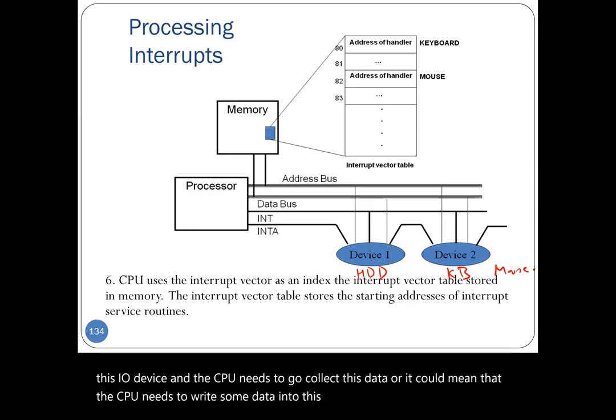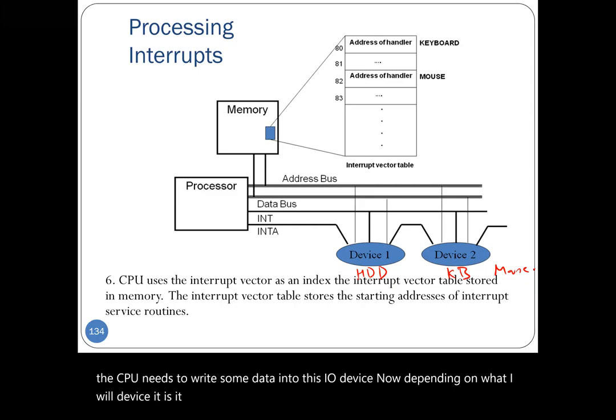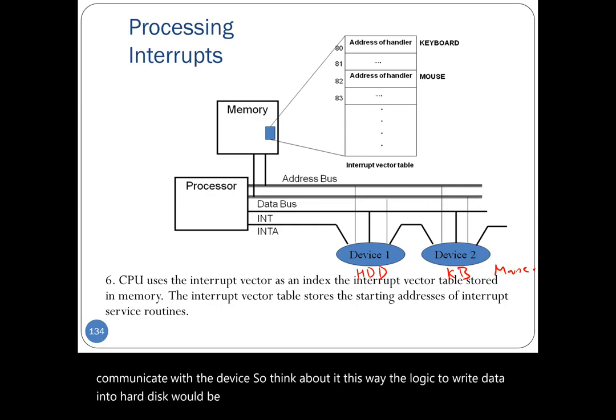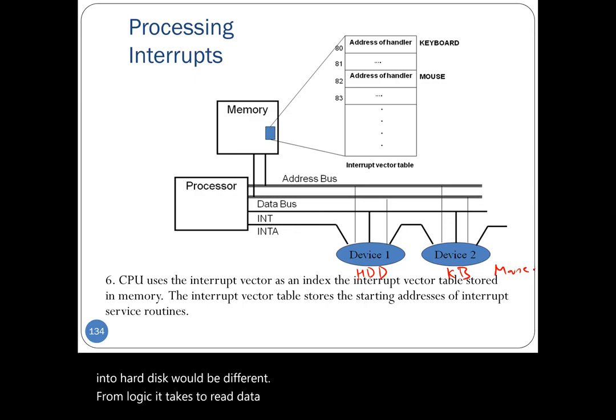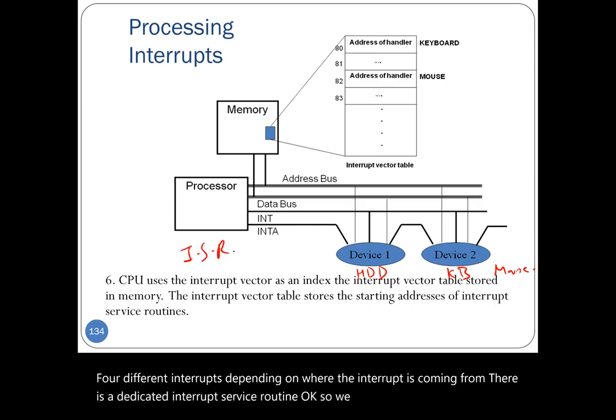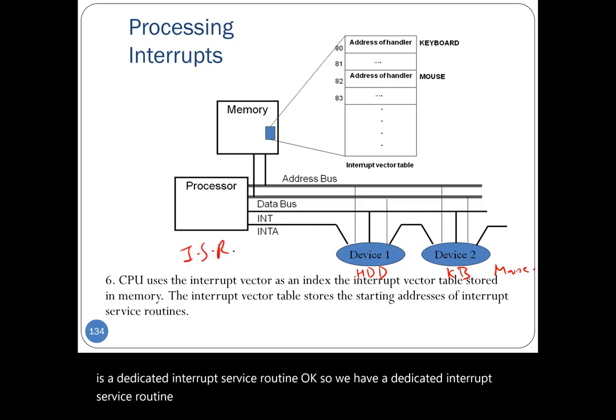Now, depending on what IO device it is, it would require a slightly different set of instruction execution to communicate with the device. Think about it this way: the logic to write data into a hard disk would be different from the logic it takes to read data from the keyboard, for instance. So for different interrupts, depending on where the interrupt is coming from, there is a dedicated interrupt service routine that needs to be called for serving that particular interrupt.